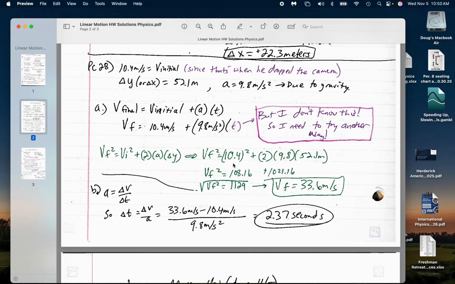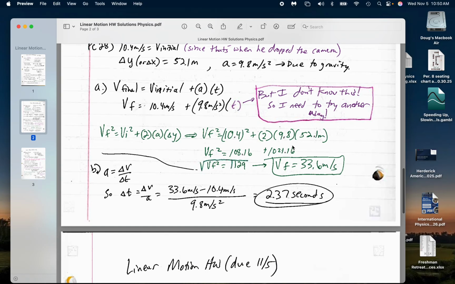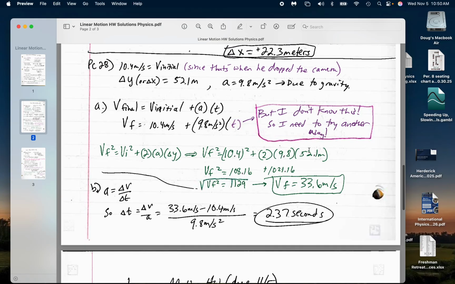So VF squared is equal to 10.4 squared plus 2 times 9.8 times 52.1. I get VF squared is around 108, plus 1,021. So that ends up being 1,129. Square root of 1,129 is around 33.6 meters per second. So hopefully it makes sense that the object will speed up if gravity's pulling down on it. And it went from 10.4 meters per second up to 33.6 meters per second.